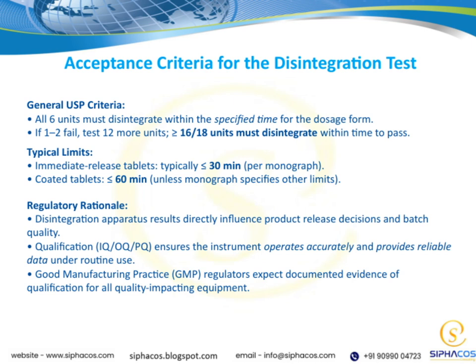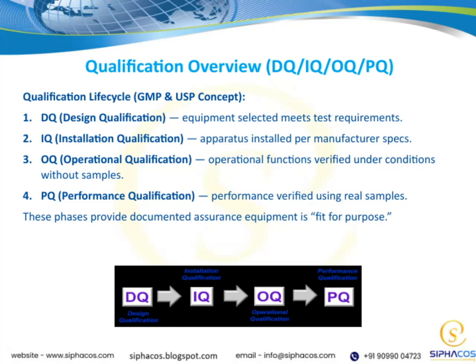Finally, regulatory agencies, especially under good manufacturing practice standards, expect documented evidence that all equipment impacting quality has been properly qualified. This helps ensure that every batch produced meets the required quality and safety standards. So, understanding and adhering to these criteria is essential for both compliance and delivering a trustworthy product. Now, let's take a closer look at the qualification overview, which includes DQ, IQ, OQ, and PQ. These are essential steps in ensuring that our equipment is properly validated and fit for purpose.